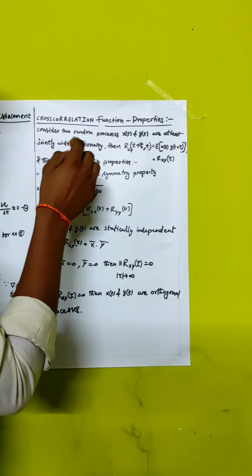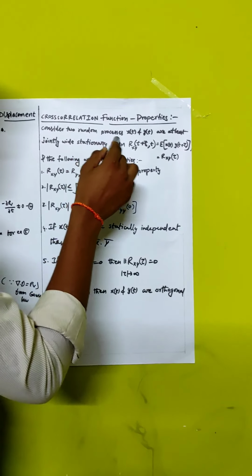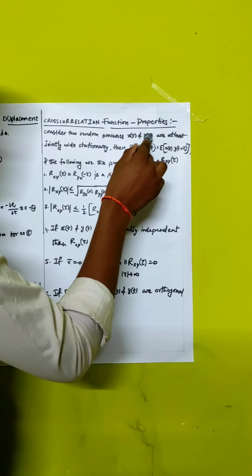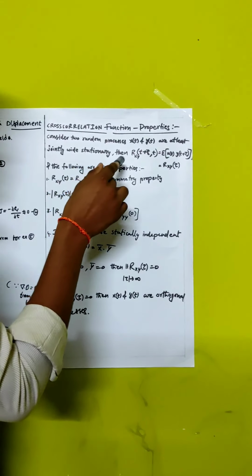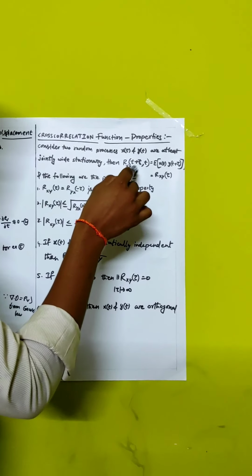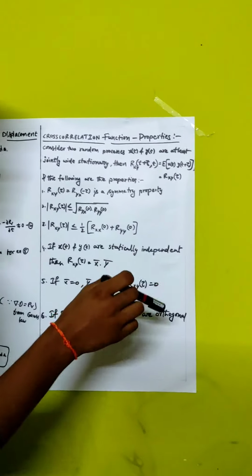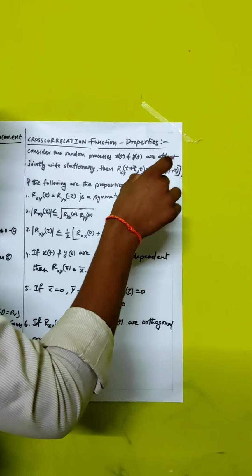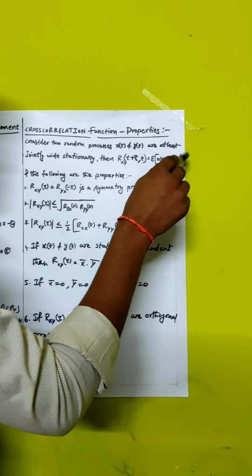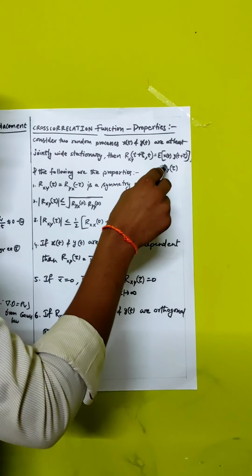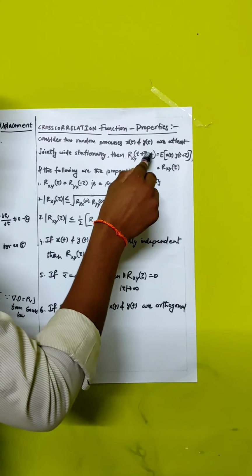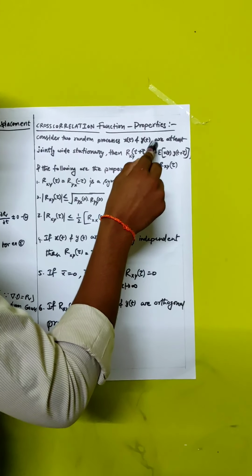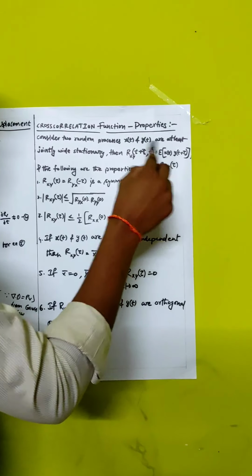The third topic is the cross correlation function properties in random variable stochastic processes. Consider two random processes X of t and Y of t that are at least jointly wide sense stationary. Then RXY of t comma t plus tau is equal to the expectation of X of t into Y of t plus tau, which is equal to RXY of tau.